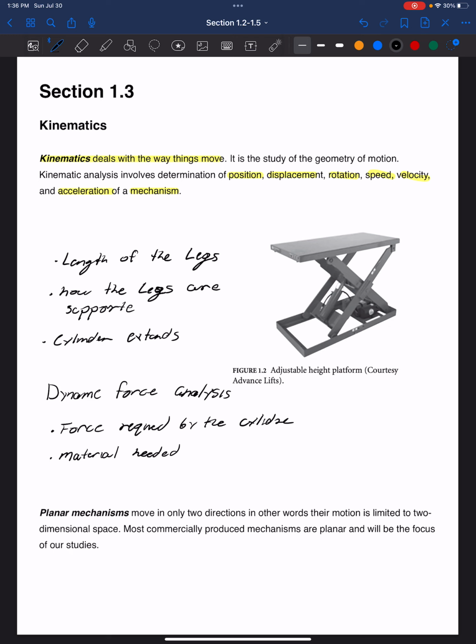Okay. And really what this class is going to focus on is the planar mechanism. The planar mechanism only moves in two directions. In other words, their motion is limited to two-dimensional space. Most commercially produced mechanisms are planar, and that will be the focus of our studies in this class.